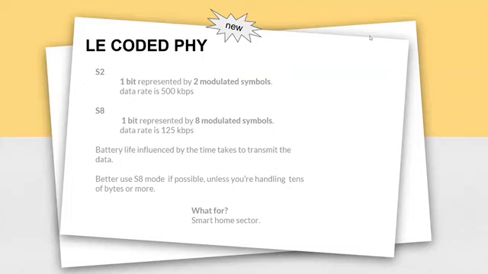In Bluetooth 5, they give you 2 options. They named them S2 and S8. S2 is 1 bit represented by 2 modulated symbols as we've seen in the previous slide, and the data rate is 500 kilobits per second. The S8 option is 1 bit represented by 8 modulated symbols, and the data rate is 125 kilobits per second. You do get further range thanks to less chance of path loss, losing data on the way, without using more output power for your amplifier.